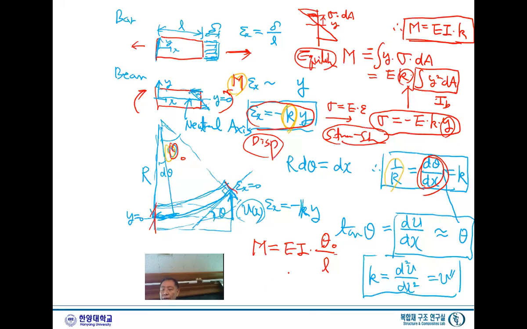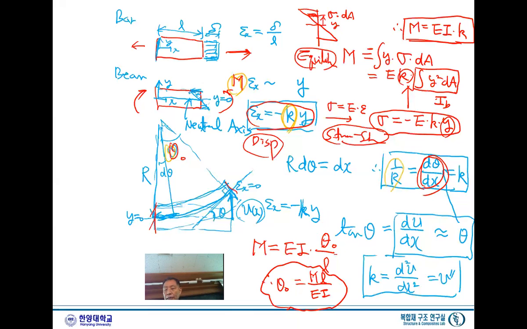So here, what will be the theta 0? Moment L E I. Do you remember these equations? When we have a shaft with length L and polar moment of inertia, when you apply torque T, how much does it rotate? Torque T, L divided by G, I, P, right?